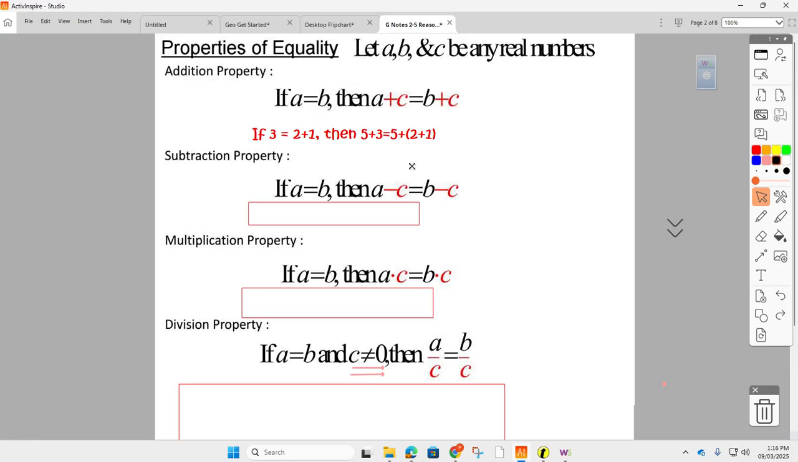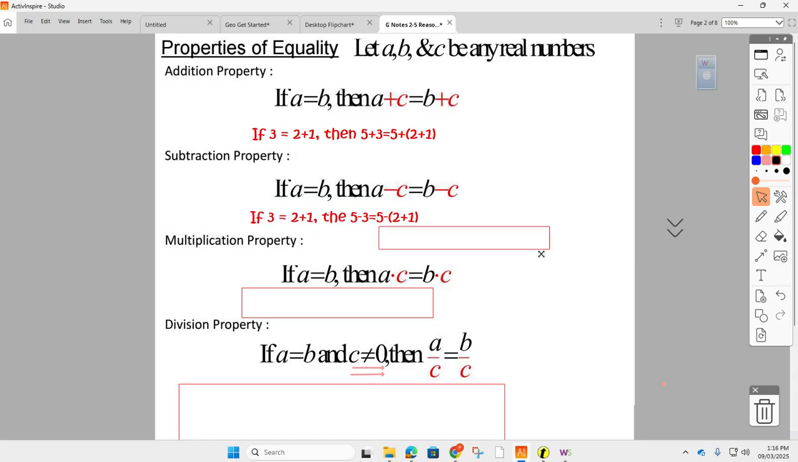So we have not changed the equality of that statement. The expressions are still equal. Same thing with subtraction. We've got 2 expressions, and we subtract the same number from both of them. The same value from both of them, then they're still going to be equal expressions.